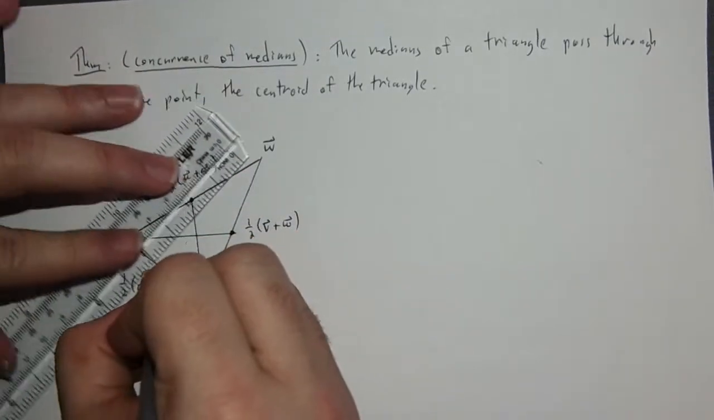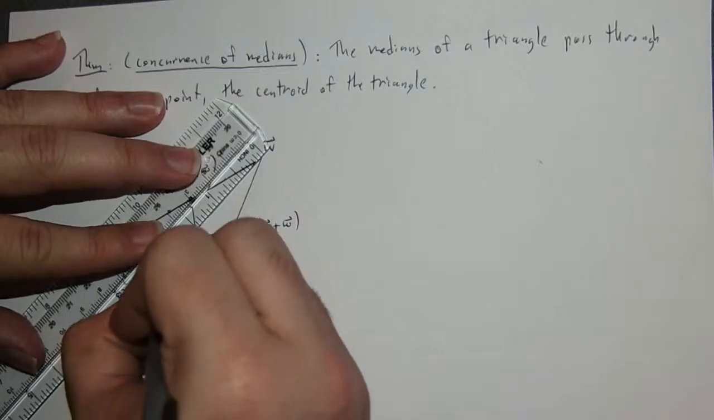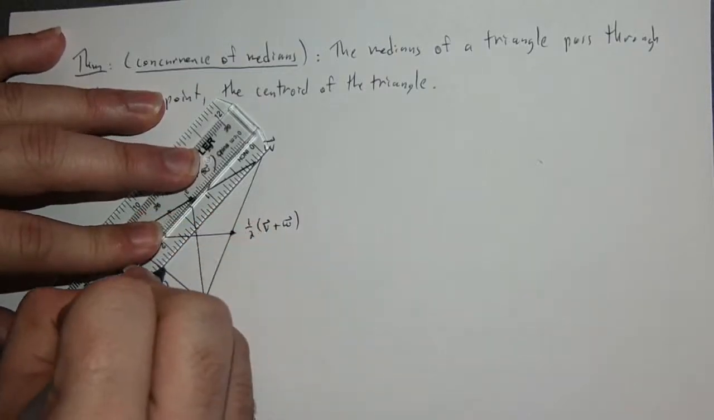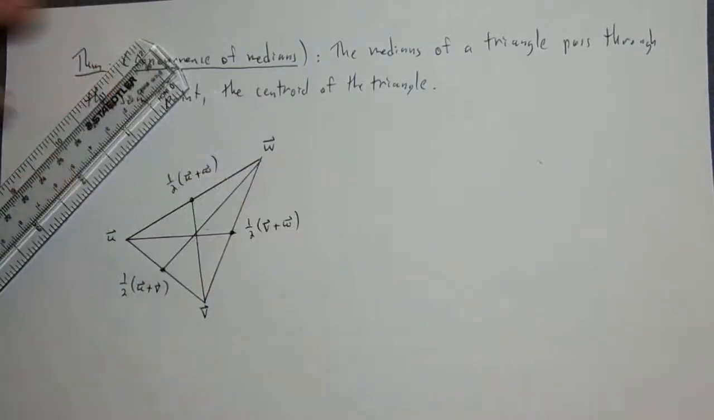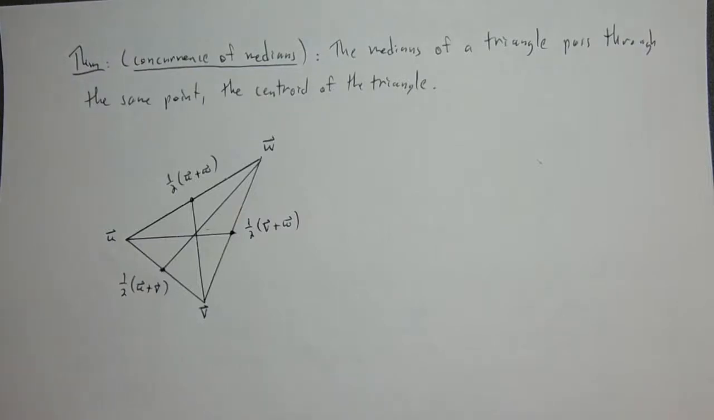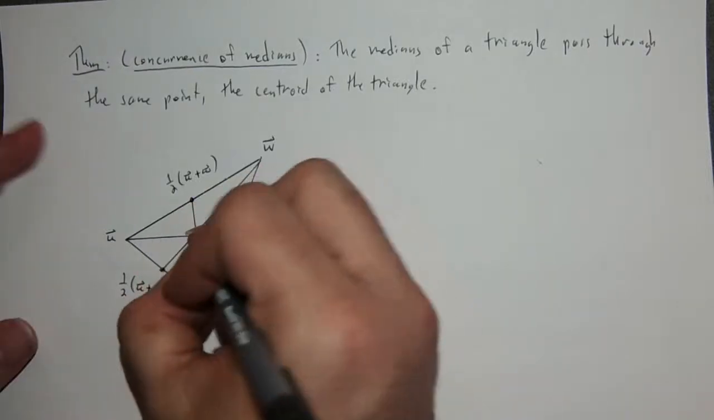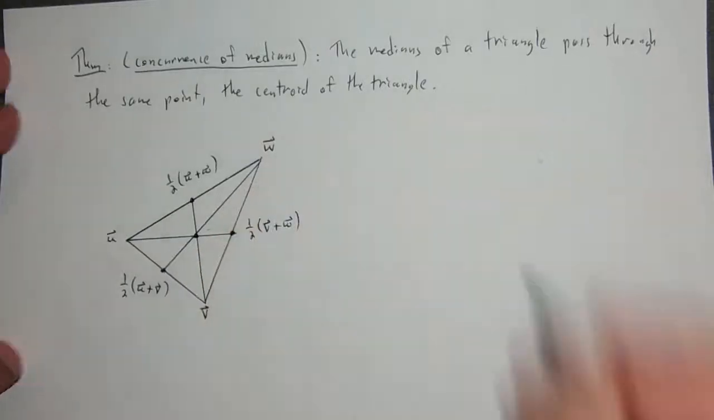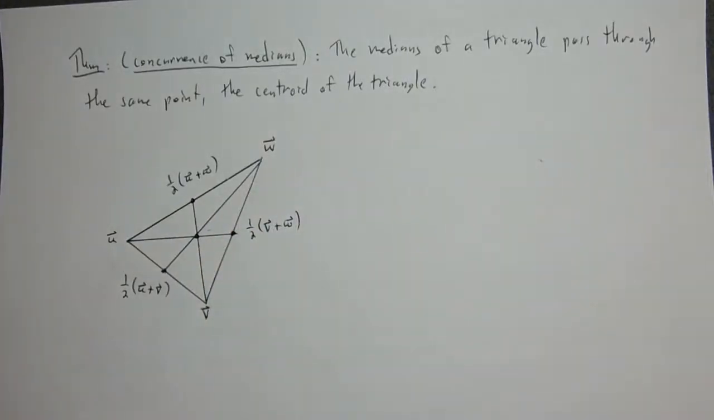And ideally, these would pass through the same point. I'm going to be slightly off here, but you get the idea. Okay. And this point is my centroid, or the barycenter of this triangle. So here are three medians of the triangle. These three medians meet at the same point. That's the centroid. So that's what I'm trying to prove, okay?